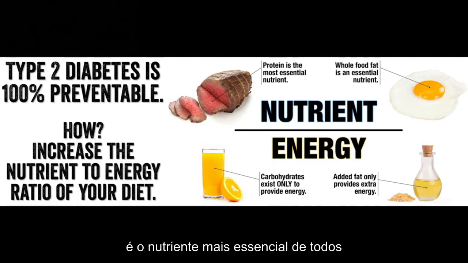Protein is the most essential nutrient of all. Whole food fat is also an essential nutrient. Carbohydrates exist only to provide added energy to the diet, and in fact, the requirement for carbohydrates in the human diet is 0. Added fat, similarly, exists only to provide added energy.